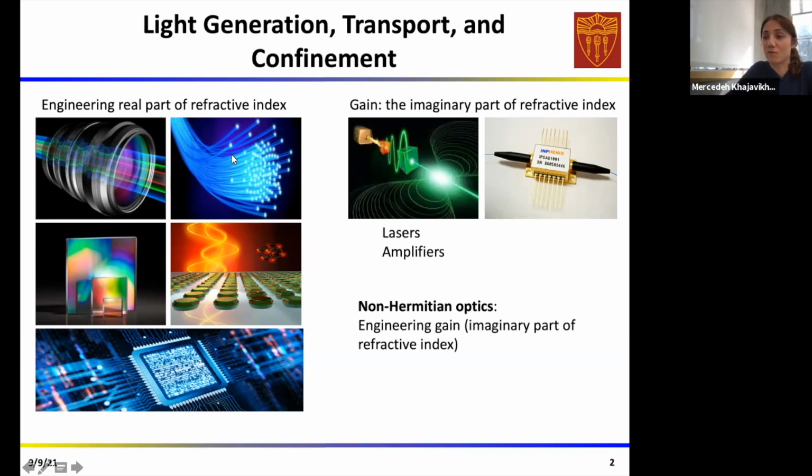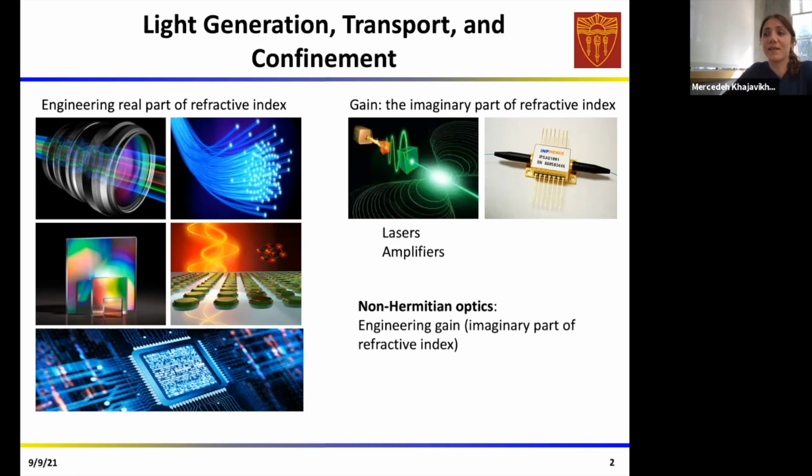fibers for fiber optic communication, gratings for spectroscopy purposes, metasurfaces and metamaterials for manipulating and controlling light transport and behaviors at the nanoscale, and of course silicon photonics and all sorts of photonic integrated circuits. These are just a few examples.